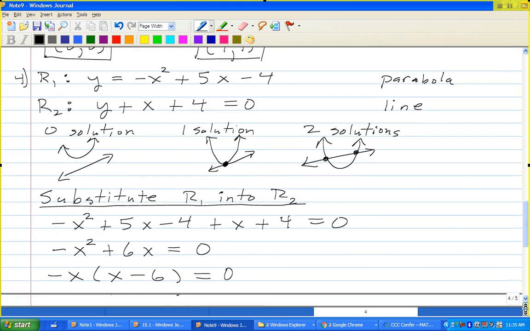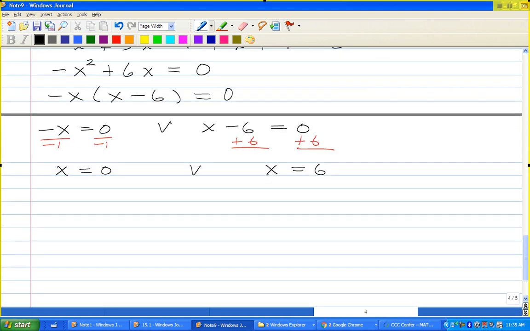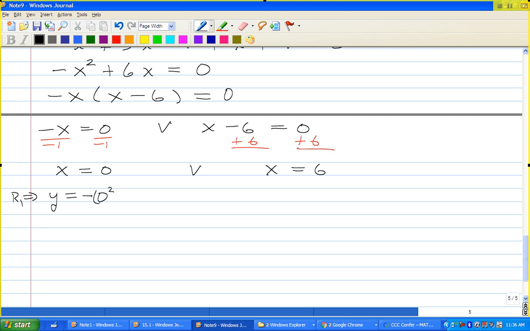I guess I'll use R1. So let me use R1 to calculate y. So y is equal to negative x squared plus 5x minus 4. So y is equal to 0 minus 4, which is negative 4. So 0, negative 4 is one solution.